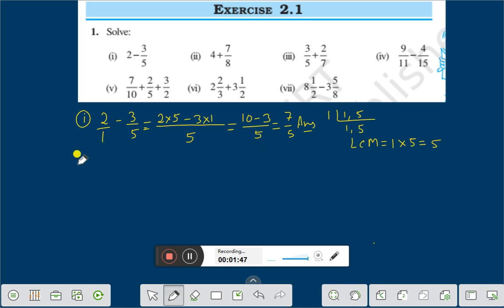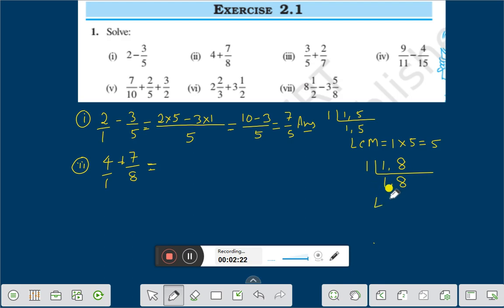Now, question number 2. Question number 2 is 4 plus 7 by 8. After 4, it is 4 by 1, if we change into a rational number, right? Therefore, the LCM of 1 and 8 is 8. Find the LCM of 1 and 8. The values 1 and 8 are divided only by 1.